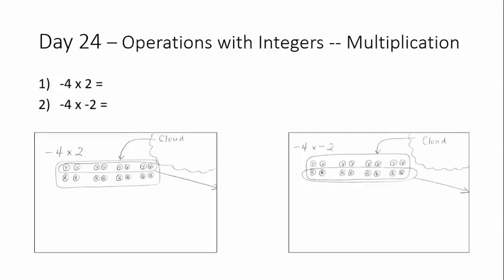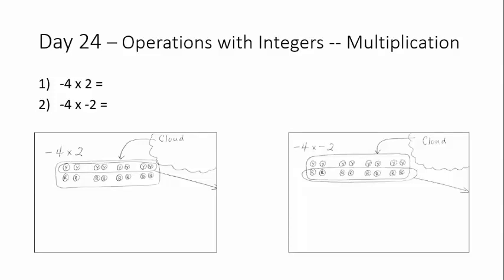Here we want to consider when a is negative. I have negative 4 times 2. I'm going to think of this as a takeaway problem. So remember, you start with your clean piece of paper, and that represents a 0. And I'm taking away 4 times 2. Since I have nothing on my paper, I need to bring down things from the cloud. So I have to bring down 0 pairs.